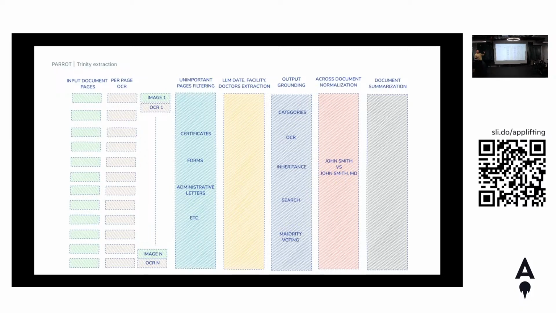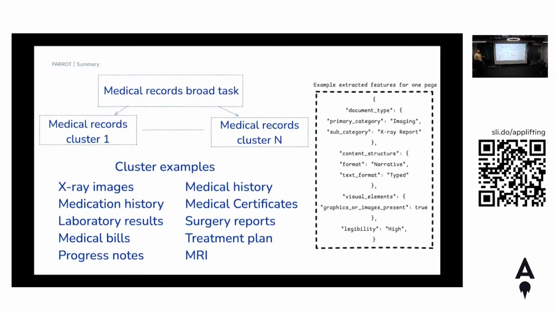Because as you saw, one facility can be written in many, many ways, and we have to somehow normalize these across all the documents and select the most officially sounding name. So we would hit some tool with Google search to maybe even search the website of that facility and get back the most official name. So with this, we already have the document split. We have this trinity, the date, facility, and doctors for them. And finally, we can do the summarization.